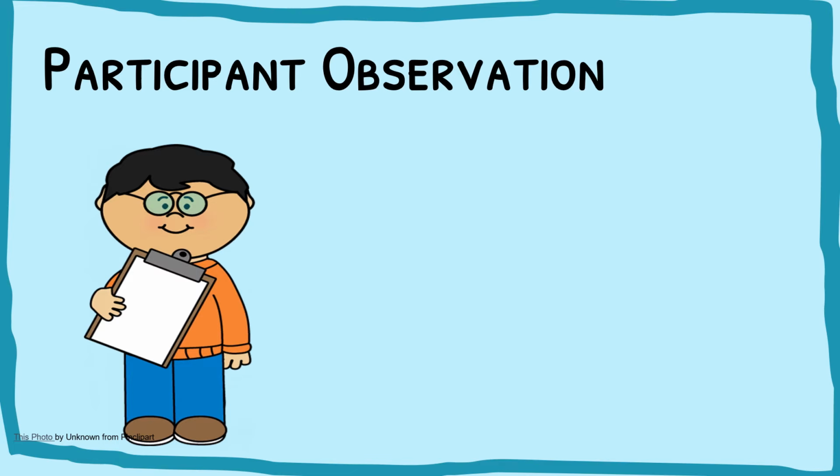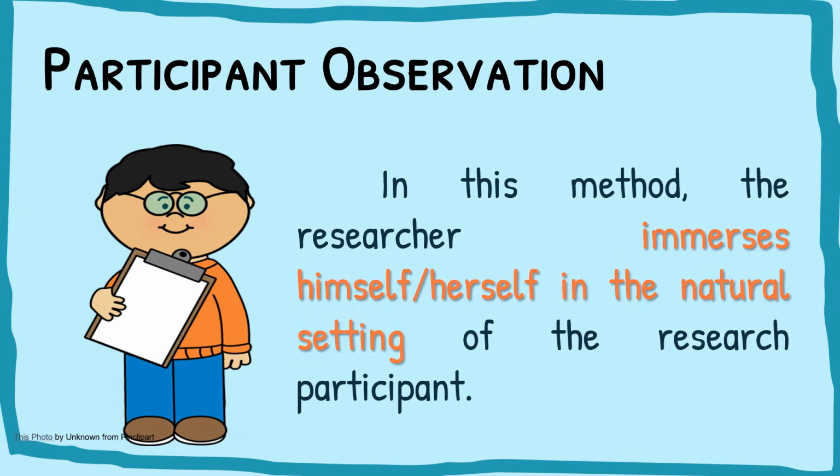The second type of data collection method is participant observation. In this method, the researcher immerses himself or herself in the natural setting of the research participant. This can be a home, an office, an institution, and others. This enables him or her to see, hear, feel, and experience the research participant's daily life. The researcher may take field notes on the behavior and activities of individuals at the research site. It involves the researcher taking lengthy and descriptive notes of what is happening.